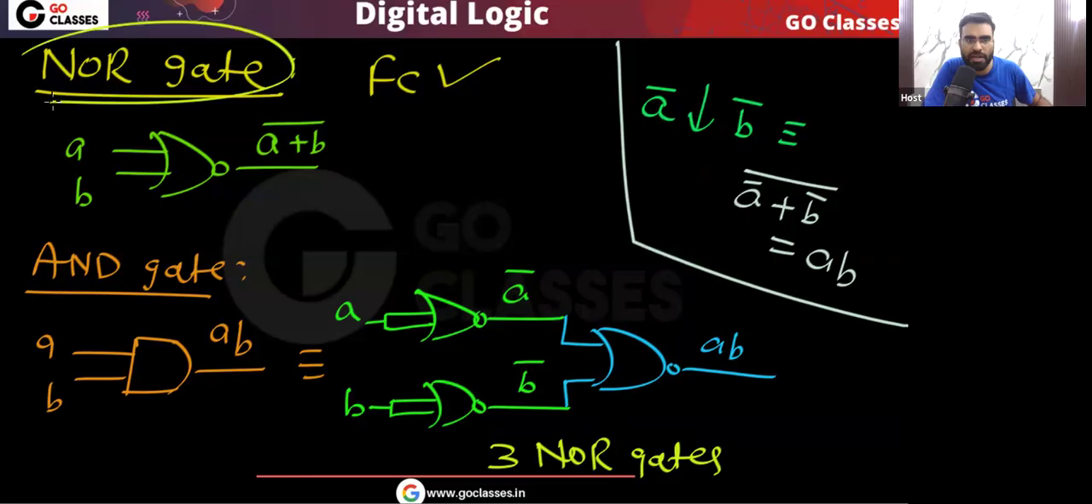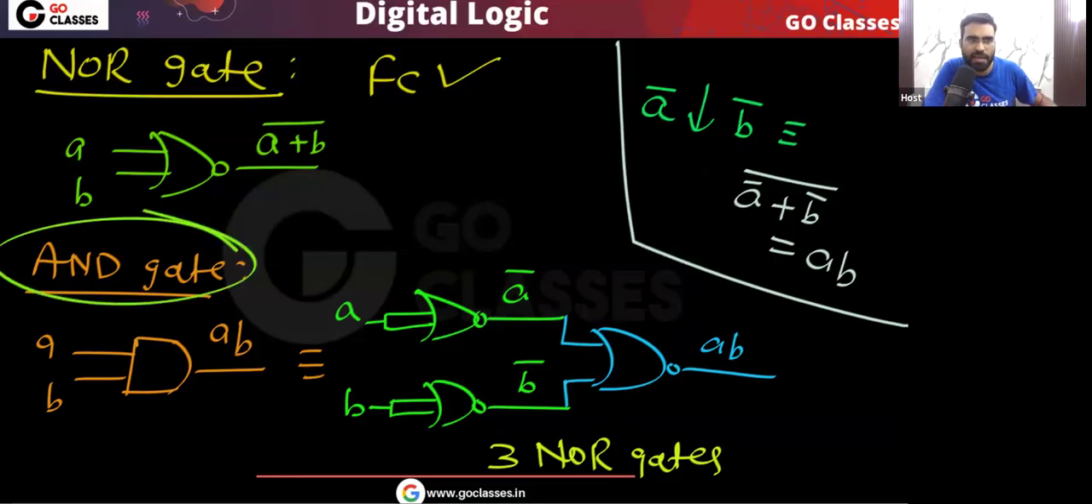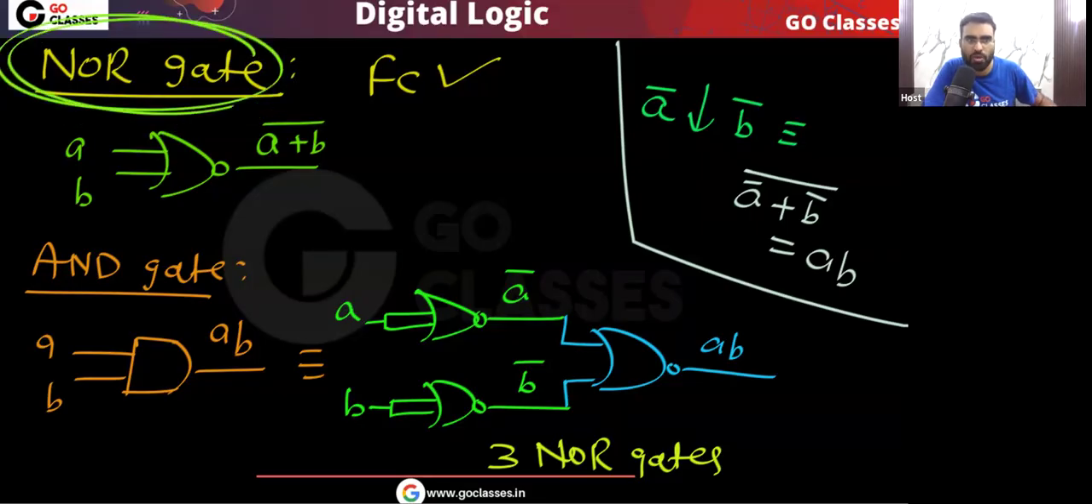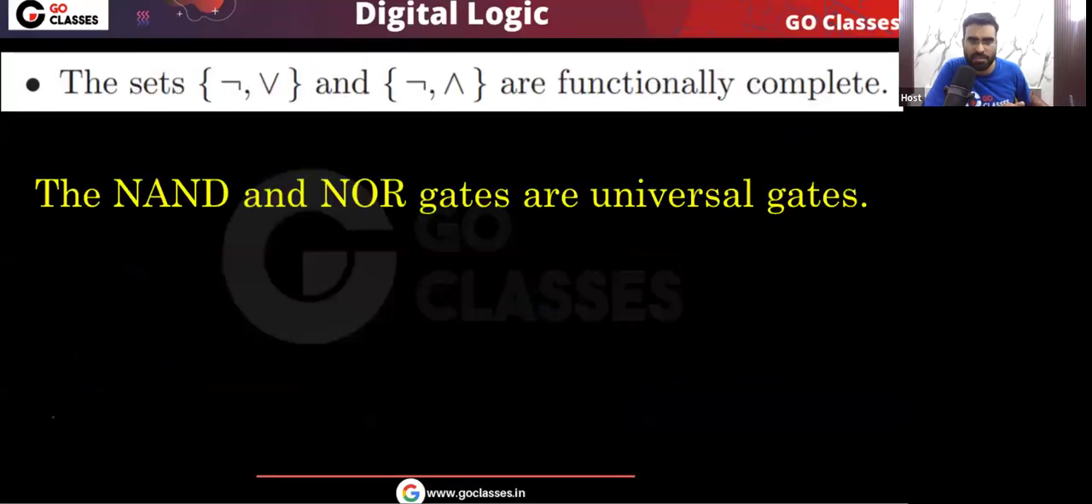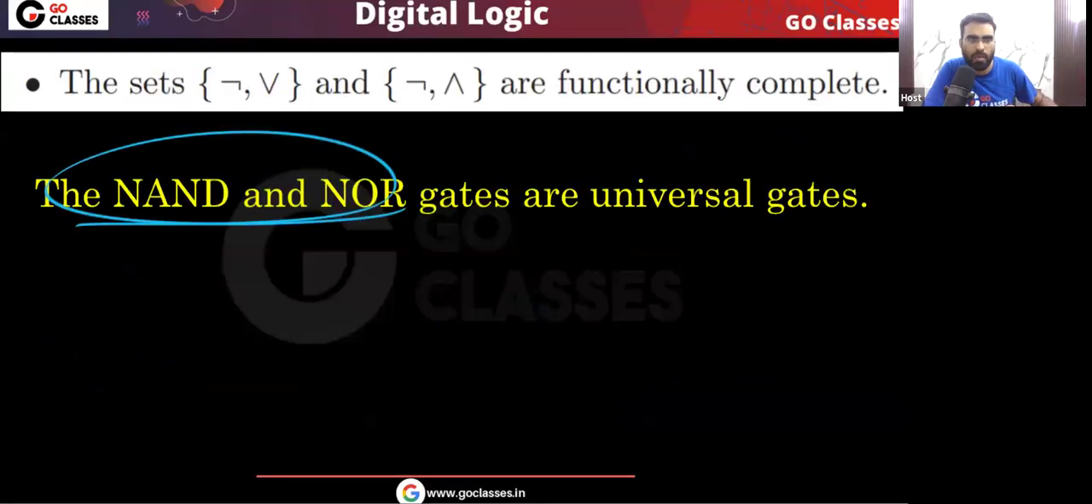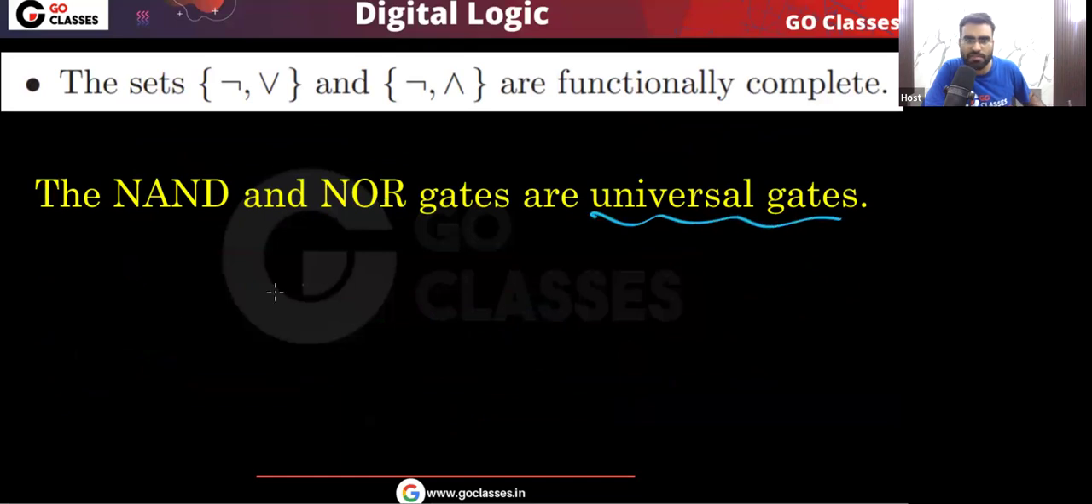So you can see NOR gate is also functionally complete. With the help of NOR gates, I can create AND gate, NOT gate, OR gate, all these things. So any Boolean function can be realized using only NOR gates. So this is also a universal gate. If you only have NOR gates, then using that you can realize any Boolean function. So remember, NAND, NOR gates, these are universal gates.